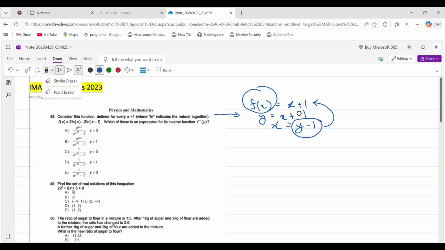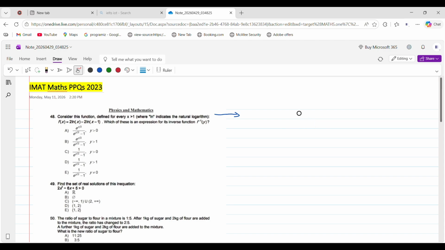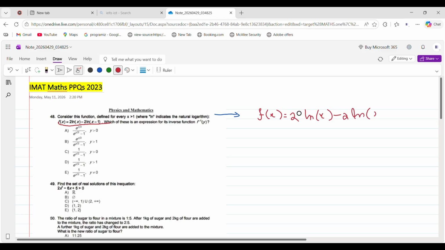Now let me remove it and explain the actual question that we are given. So our actual question is this. We have our function, which is f of x is equal to 2 ln x minus 2 ln of the function x minus 1. This is not I, this is ln.